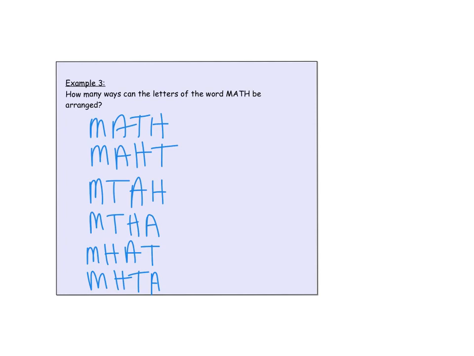I think I have the answer already. What do you think, Trevor? 24. How'd you get that? 4P4 and Desmos. Oh. Now you're making me think. Because there's 4 letters and then 4 different slots. You can switch it up. Yeah.